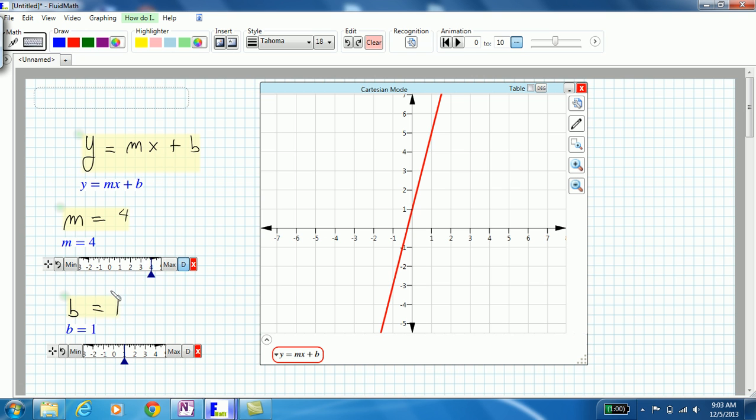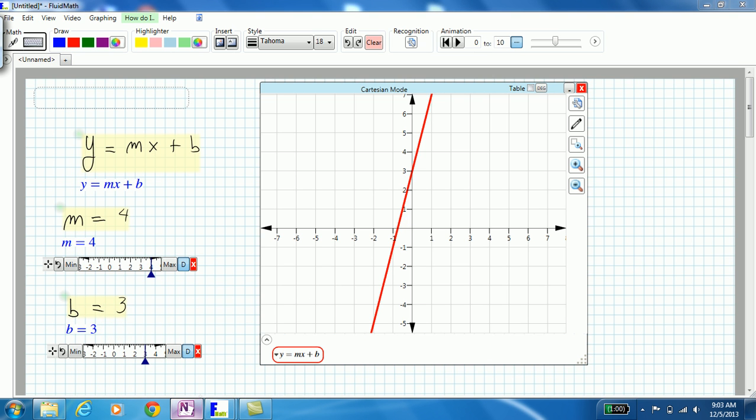As for the b, if I plug in 0, 0 times m is just 0, plus b, so whatever the b value is is going to be the y-intercept. If we change b, the line looks like it's sliding. It's basically just going up. If b is equal to 3, then the y-intercept is 3, and there it is. In this case, the slope is 4. If we move over 1, we're going to go up or down 4.